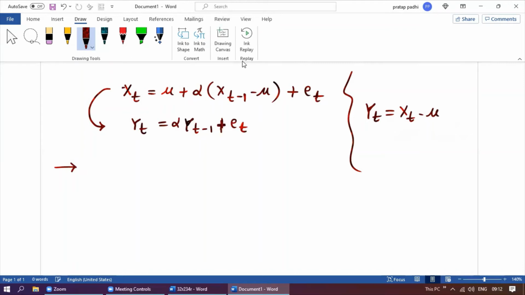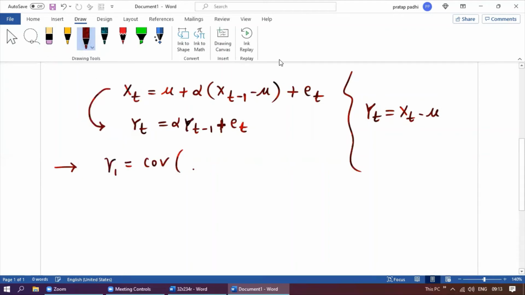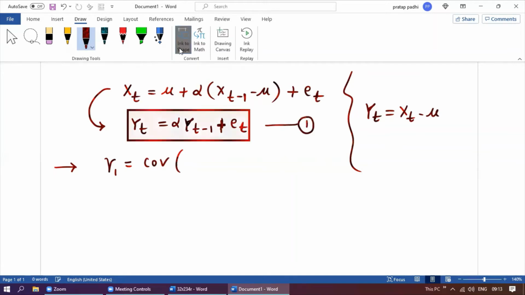So I can find gamma 1 here. Gamma 1 will be the covariance of xt and xt minus 1. Remember, this way you need to write all the time, in terms of yt, because henceforth we will consider this one, the easier one.